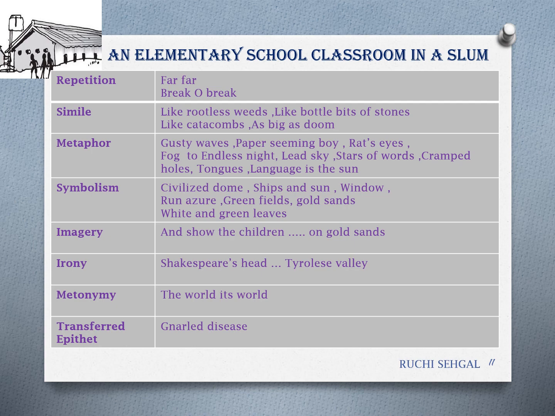In fact, the poem is replete with poetic devices. Repetition in the form of far, far and break or break open. Simile: like rootless weeds, like bottle bits or stones, like catacombs, as big as doom. These are all examples of simile. Metaphor, a long list of metaphors: gusty waves, paper-seeming boy, rat's eyes, fog to endless night, lead sky, stars of words, cramped holes, tongues, language is the sun. So these are all examples of metaphor.